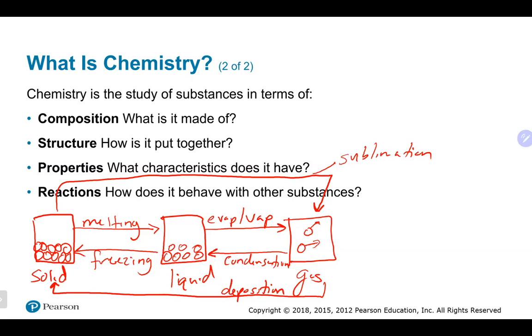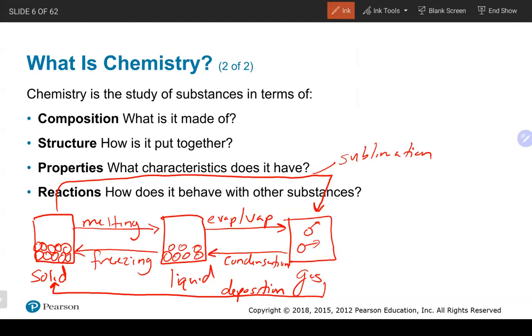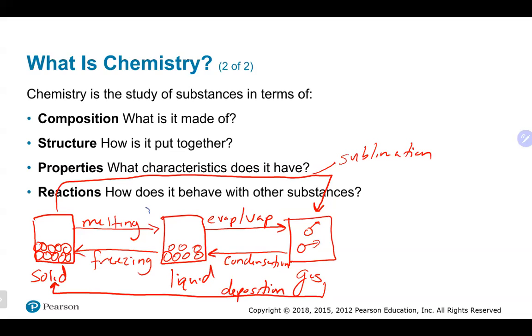Now, when we talk about these transitions of state, it also involves energy, which is a big part of chemistry. I think we have a chapter devoted to energy that we'll talk a little bit about. But when we talk about melting and freezing, does that occur at different temperatures or the same temperature?